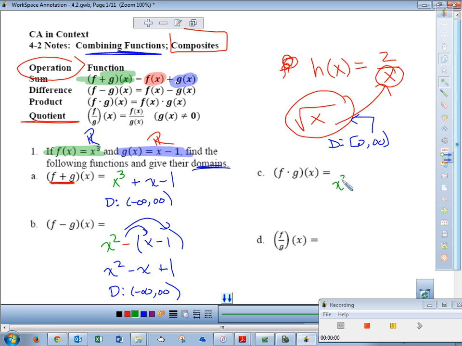So green one times the blue one. I want you to note there's a major difference between this symbol and this symbol. That is a dot. That is multiplication. This is an open circle, the composite deal, which we'll do later.